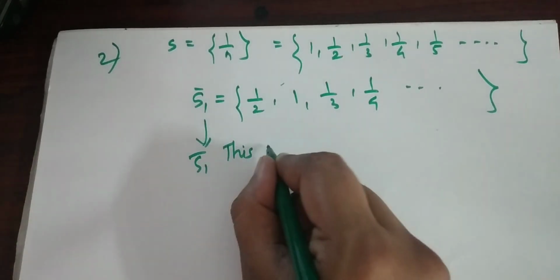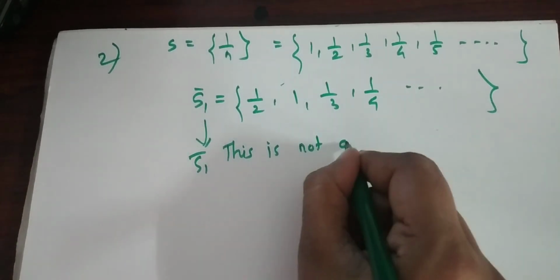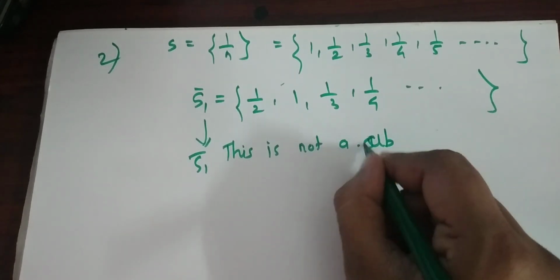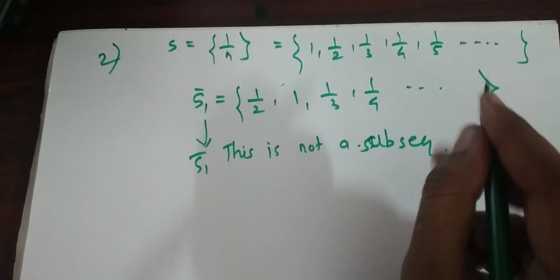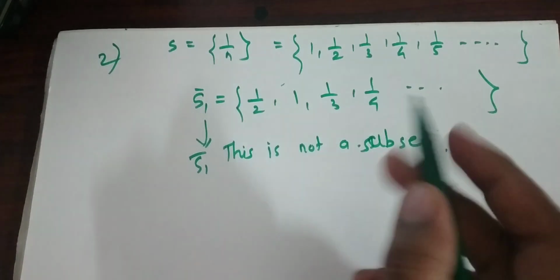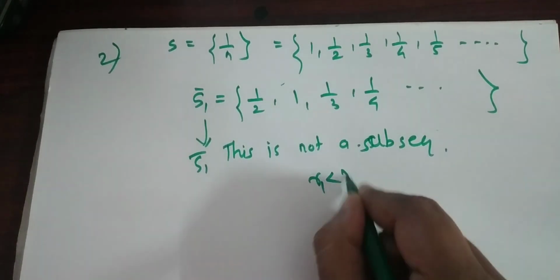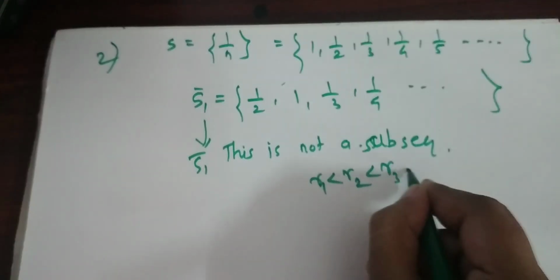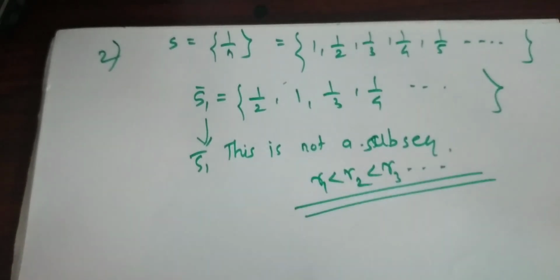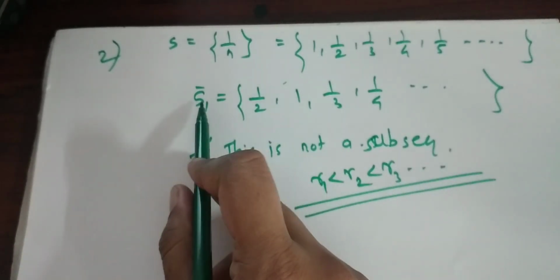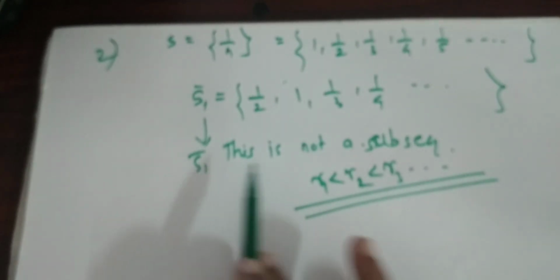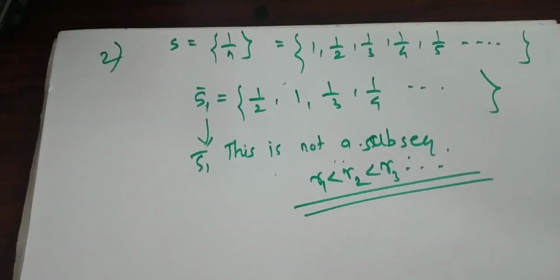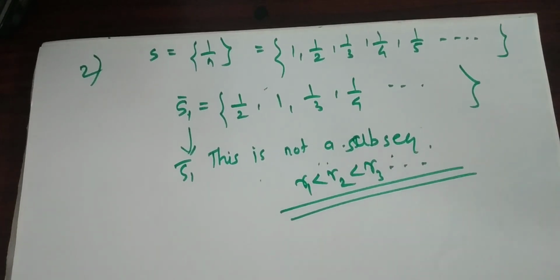S1 bar is not a subsequence. का, कारण सबसिक्वेन्सच्या डेफिनेशनमध्ये सांगलं ही ऑर्डर फॉलो झालीच पाहिजे. R1 इज लेस दॅन R2 इज लेस दॅन R3 इज लेस दॅन. इथे ही ऑर्डर फॉलो करत नाही S1 बार. सो S1 बार इज नॉट अ सबसिक्वेन्स.